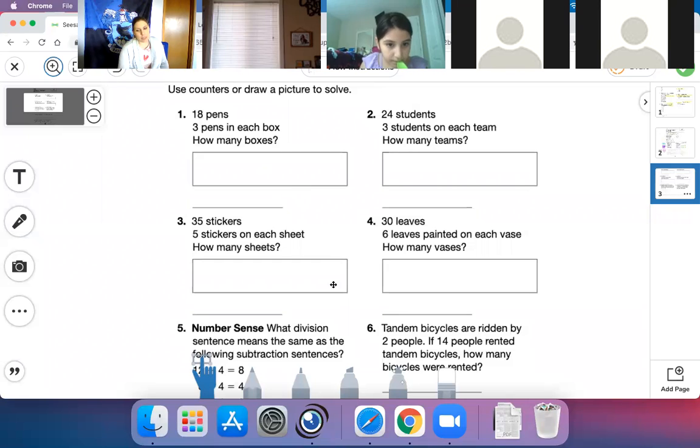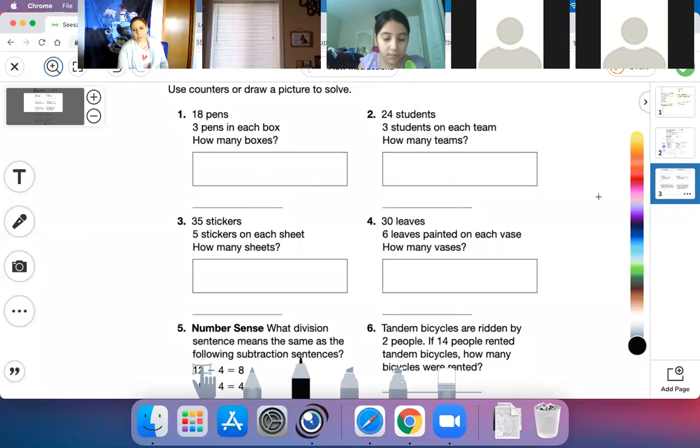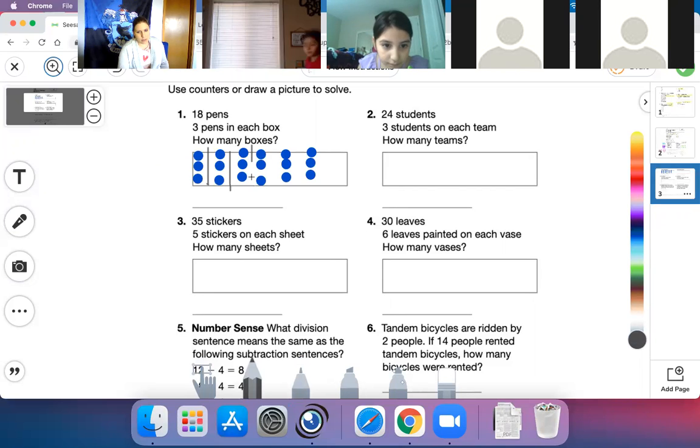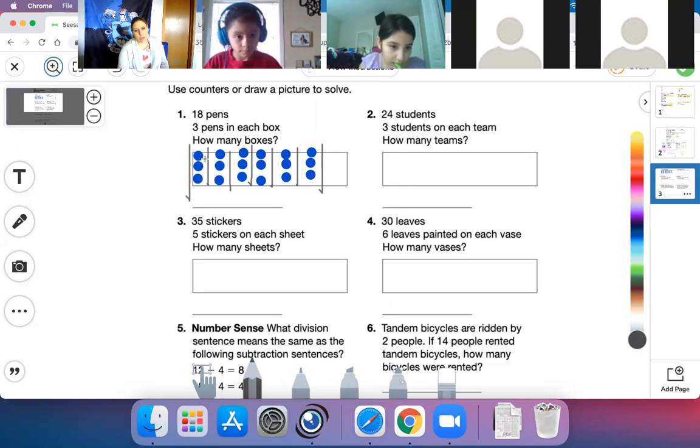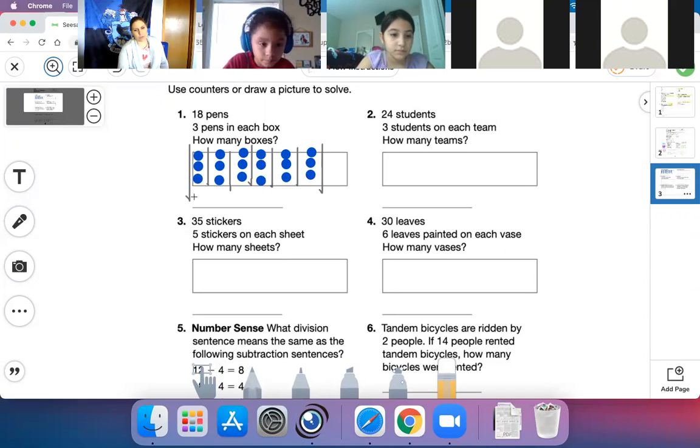Today we're switching it up a little bit. If I have 18 pens and I can put 3 in each box, there's 1, 2, 3 in a box. 1, 2, 3, 4, 5, 6, 7, 8, 9, 10, 11, 12, 13, 14, 15, 16, 17, 18. And then I make my boxes to figure out how many boxes I would need. So I would need 1, 2, 3, 4, 5, 6 boxes. That's your job for 1, 2, 3, and 4 today.